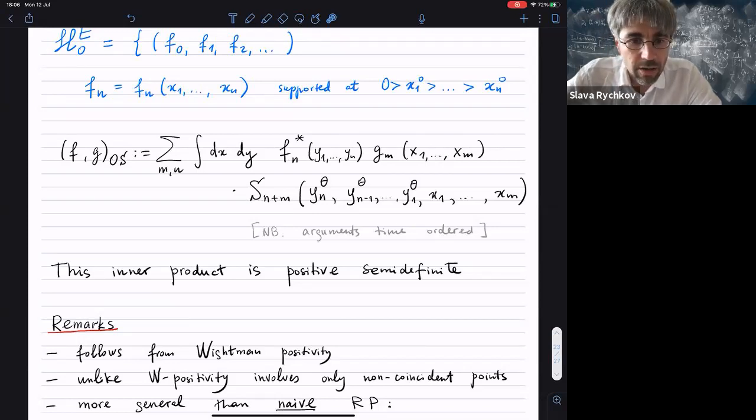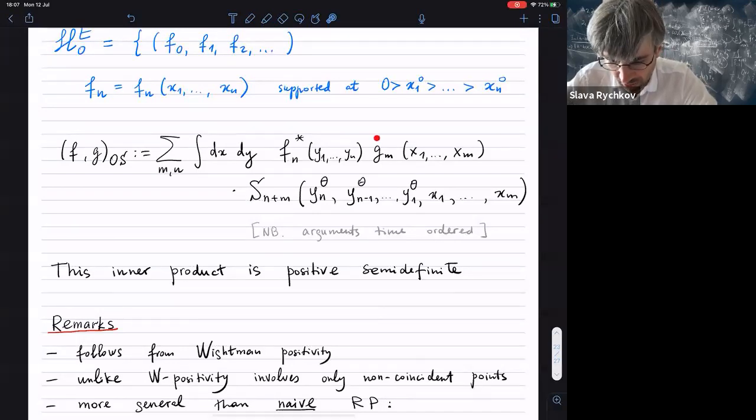This follows from Wightman positivity. This condition can be derived from Wightman positivity. In fact, if you take this reflection positivity condition and express it in Fourier transforms, you see what it means on the Fourier transform side. You will see that it basically means Wightman positivity for a particular choice of test functions, which are going to be expressible in terms of these Fs and Gs, in terms of some Laplace transform in the time variable.